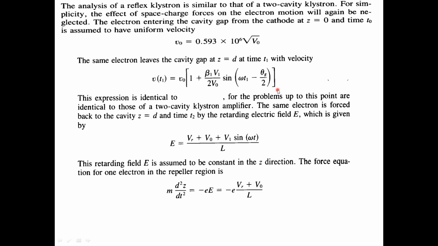After a certain time, when the bunching process is completed, now we are in a state to know the retarded electric field. So can anyone say how to evaluate the retarded electric field? It is the net field generated by the system divided by the length of the cavity gap. So that should be written here.